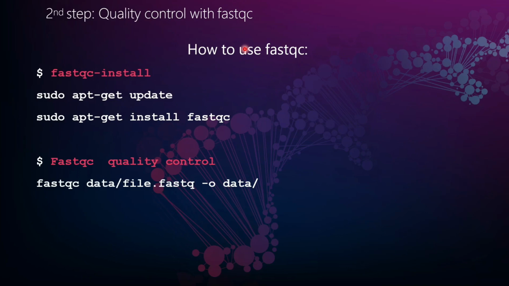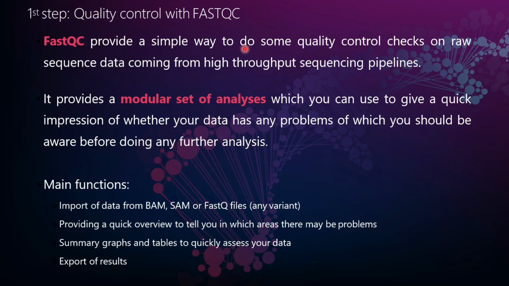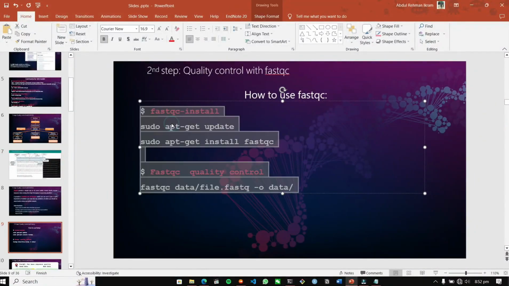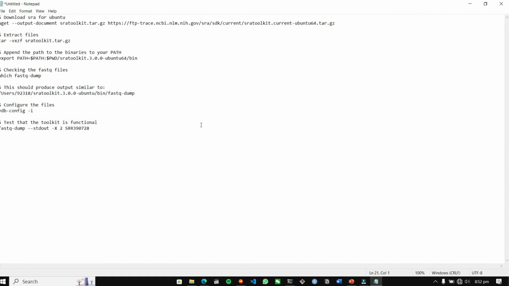So how do we do this kind of quality checking? For example, we have the FASTQ file and we're going to do some quality control on it. For that, we need a tool, which is FastQC, a simple way to do quality checking. So we're going to install the FastQC tool, and these are the two commands that we are going to use for updating our system and installing.